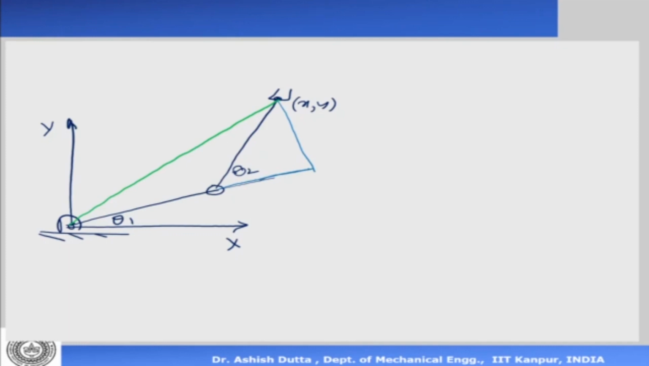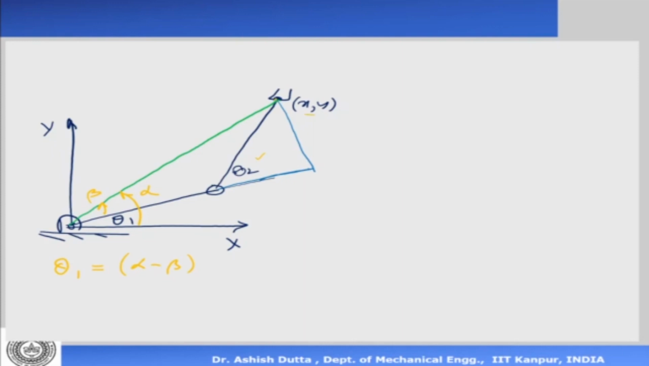Okay, so what I do is I define two new angles. One angle is here, I call this angle alpha, and I call this angle beta. Now from geometry we can see that theta 1 is equal to alpha minus beta. So if I can find alpha and beta, then I can easily find theta 1. Theta 2 is already known, we just found it, and the xy coordinates are given.